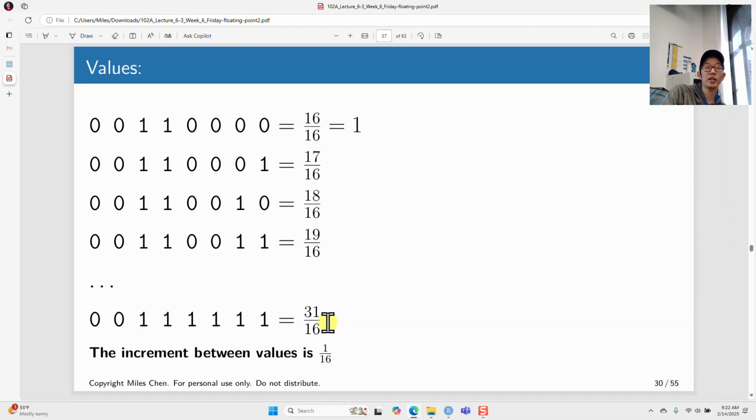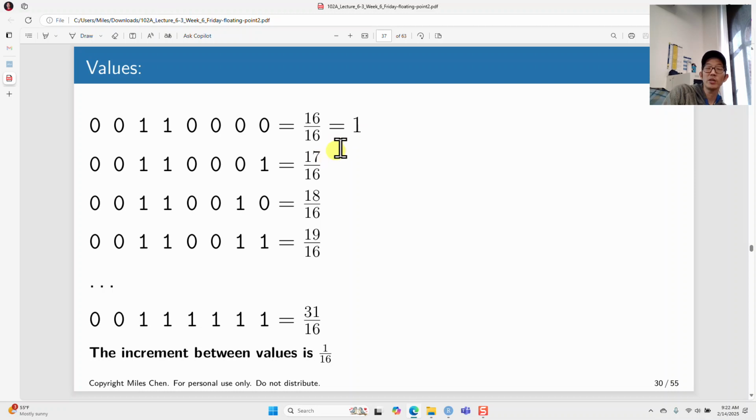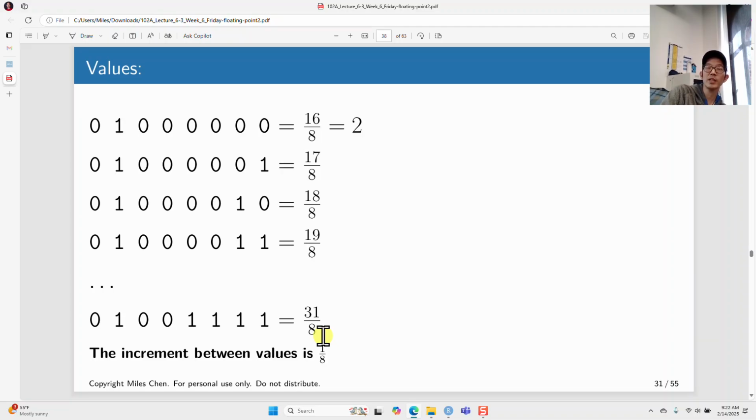And then what's the next number going to be? 32 over 16, or 2. At that point, we can do the calculations, but our increments will be 1/8. So here I basically had 1, 1 and a 16th, 1 and 2/16, 1 and 3/16, all the way up to 1 and 15/16. And now I will have 2, 2 plus 1/8, 2 plus 2/8, 2 plus 3/8.